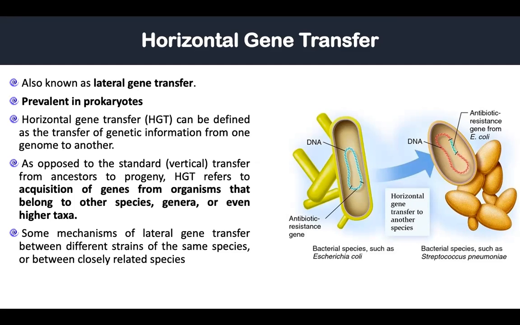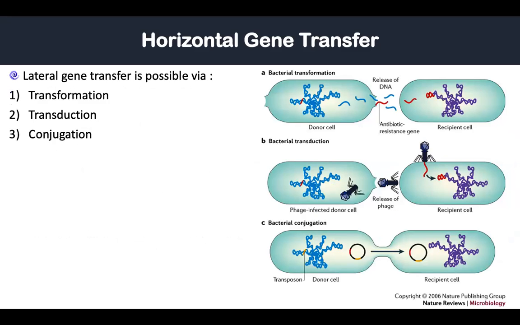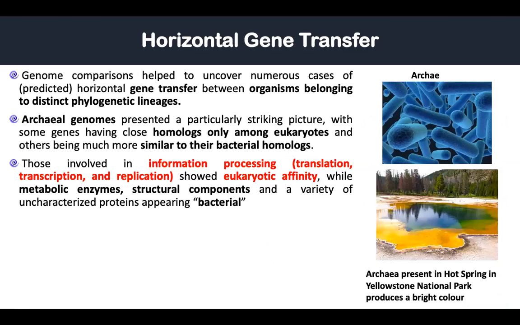And there are a few mechanisms which do this. They are transformation, transduction, and conjugation. So the pictures are shown here. I'm not going to elaborate on this as I expect you to be already familiar with these terms. I think you have learned this in genetics before. So these are some of the mechanisms that contribute to horizontal gene transfer. And one of them is with the help of phages. So you have bacterial transduction happening with the help of phages, where a phage transfers a gene to another genome.